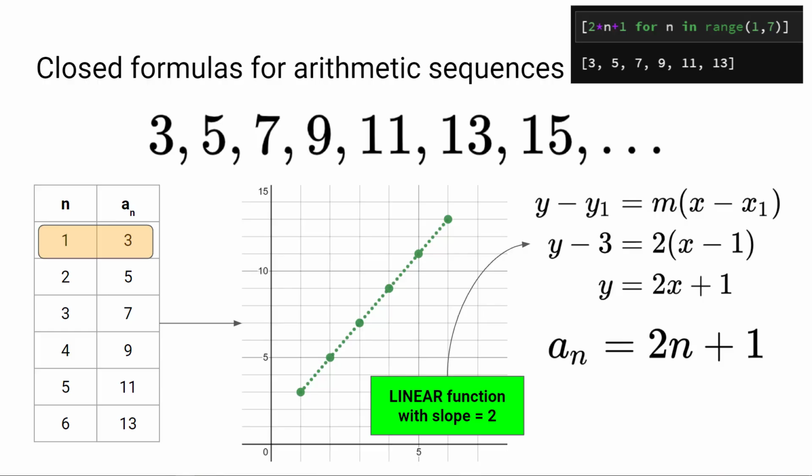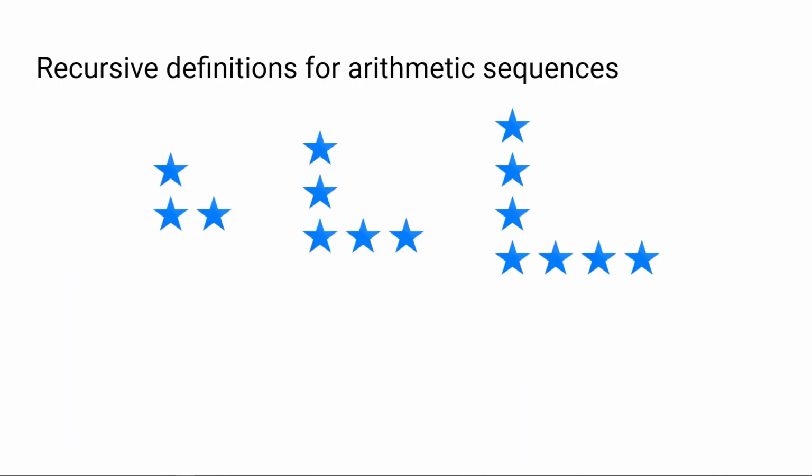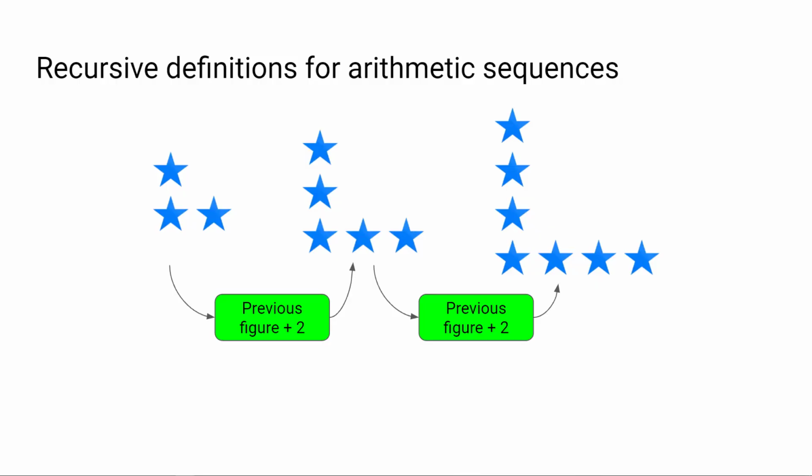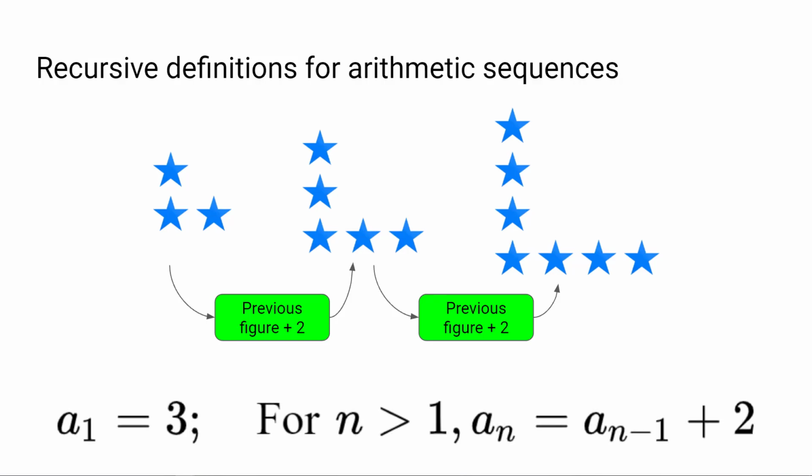A recursive definition is even easier because we don't need any algebra. Just first of all realize that from the visual pattern, to get the figure at stage n, we look back one step to n minus 1 and add on 2. So the recurrence relation for the sequence would be a sub n is equal to a sub n minus 1 plus 2.